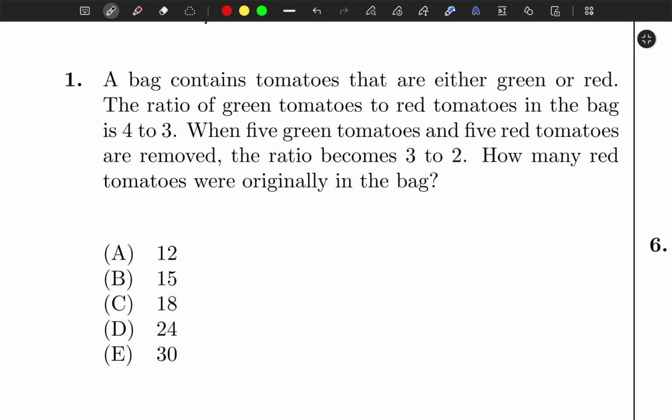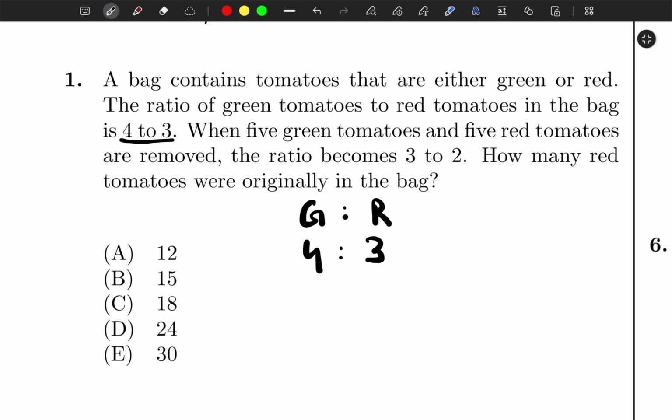Alright, now the next question we have here is the following. A bag contains tomatoes that are either green or red. The ratio of green tomatoes to red tomatoes is 4:3. So we'll just write that down. The ratio of green tomatoes to red tomatoes is 4:3. So this is one piece of information that we know so far. After that, they say when 5 green tomatoes and 5 red tomatoes are removed, the ratio becomes 3:2. So now they're asking how many red tomatoes were originally in the bag.